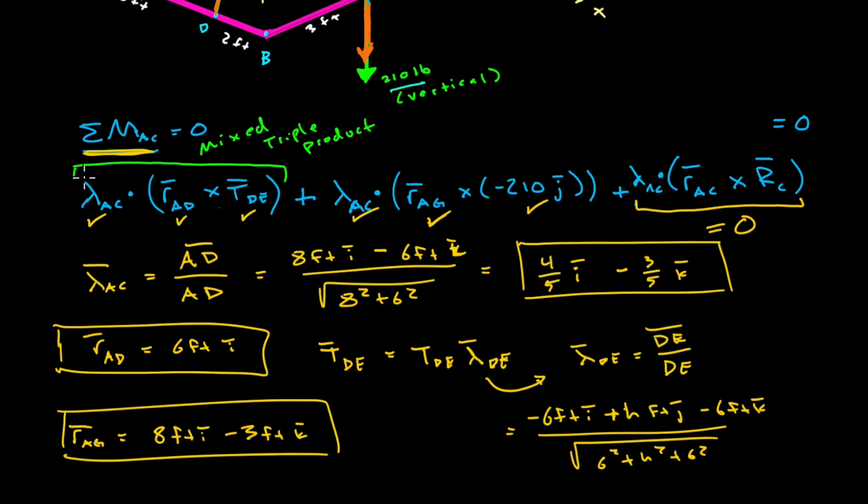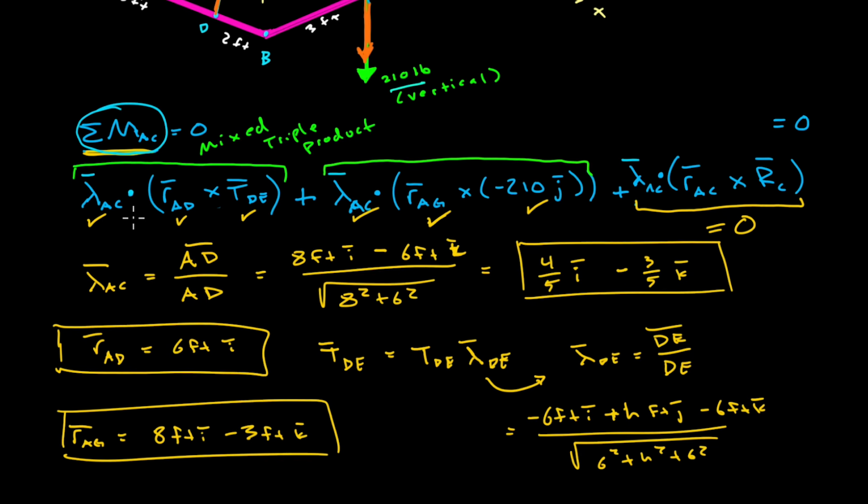Whoops, I just realized that my lambdas here were not actually defined as vectors, which they should have been. It is important to remember, though, that the moment about an axis, like these ones up here, these are not vectors. These are actually scalar products. You can see that here because we're taking the dot product of two vectors, which produces a scalar value. Nonetheless, we do need to carry out these two mixed triple products.